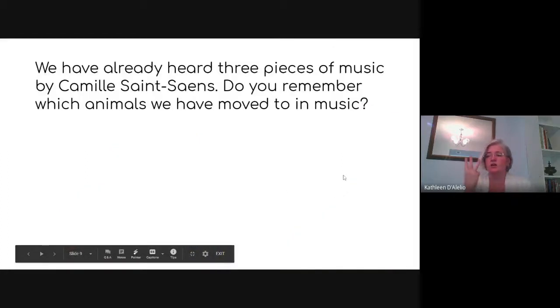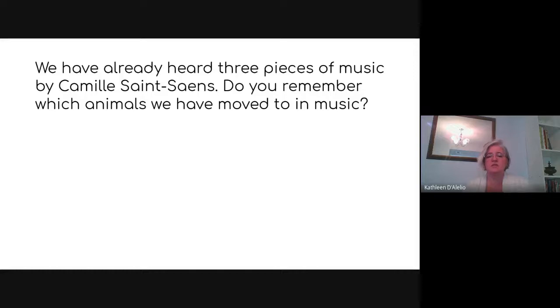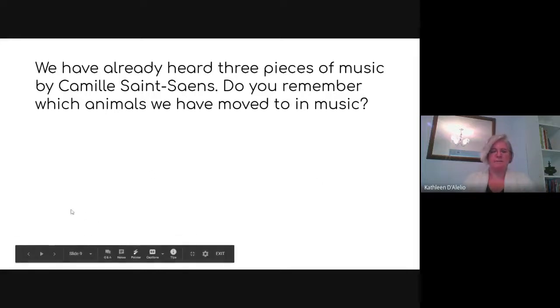We have already heard 3 pieces of music by Camille Saint-Saëns. Do you remember which animals we have moved to in general music already? Think about September. Think about October. And hopefully, just now, you moved to a new one. Let's see if you could think of all 3 animals. Here comes the answer.